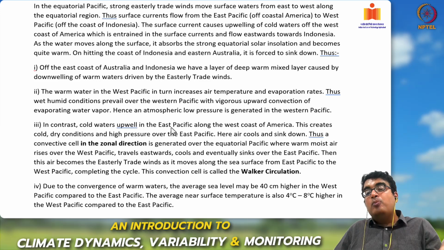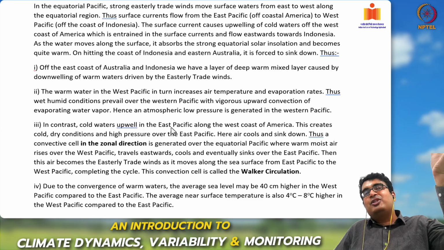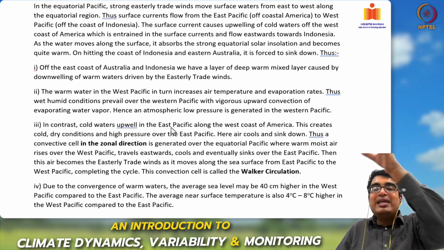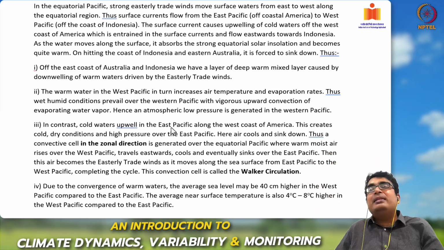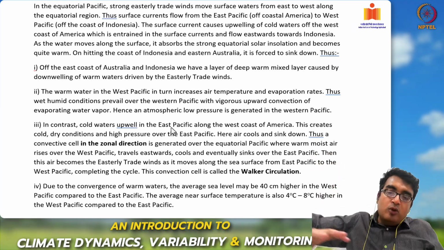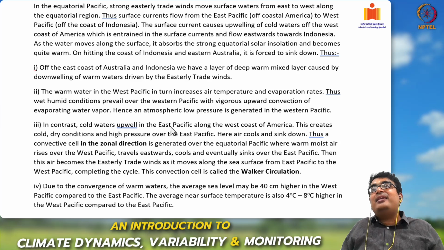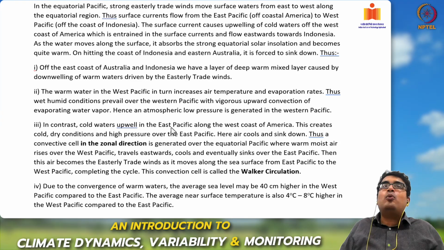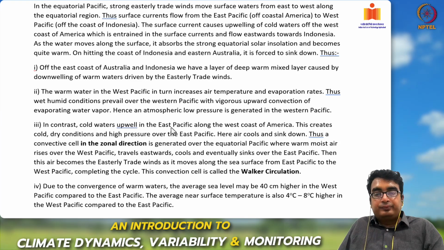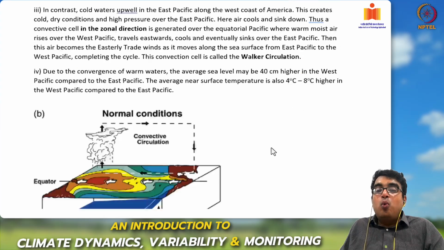So, air moves up in the West Pacific, is transported at high altitudes from west to east and then sinks down in the East Pacific. From there, the down-moving wind moves along the surface as the easterly trade winds back towards the West Pacific, where it rises up again. This convection cell is called the Walker circulation.